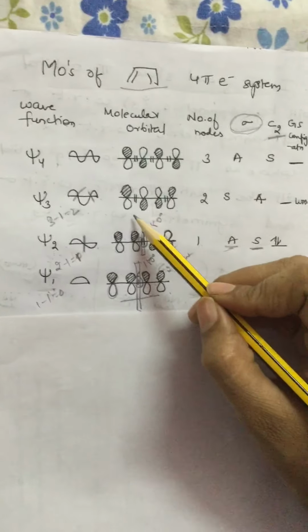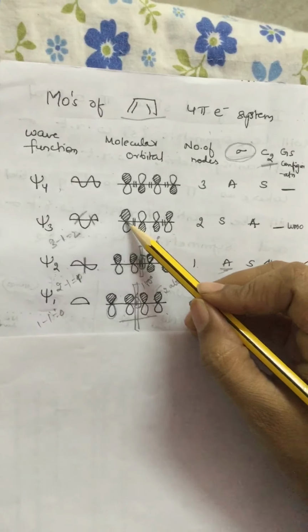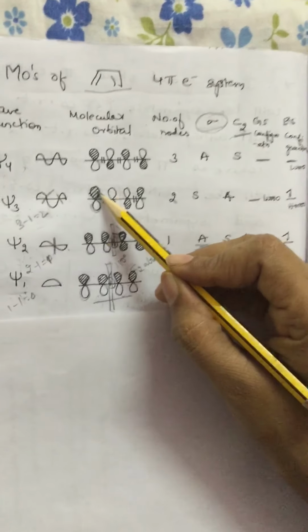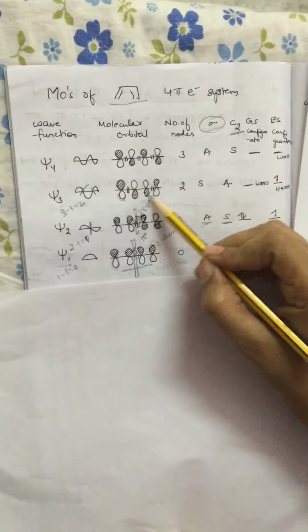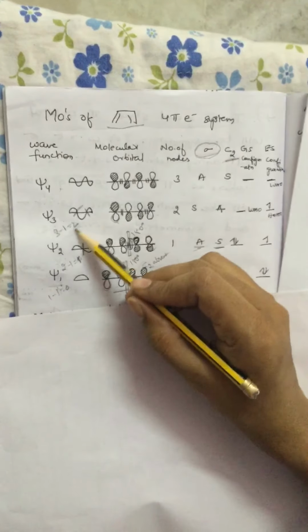Girls, always for writing the pi molecular orbitals, remember that on the extreme left hand side you fix this configuration. On top you take shaded and on bottom you put unshaded. Now the remaining pi molecular orbitals arrangement should depend on the number of nodes.